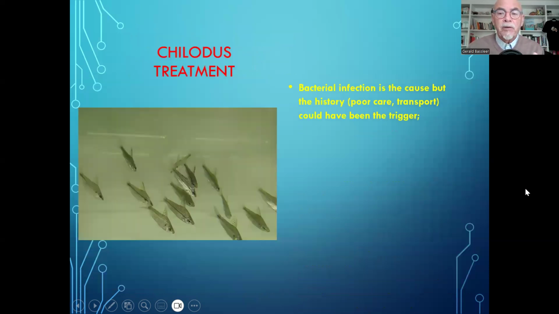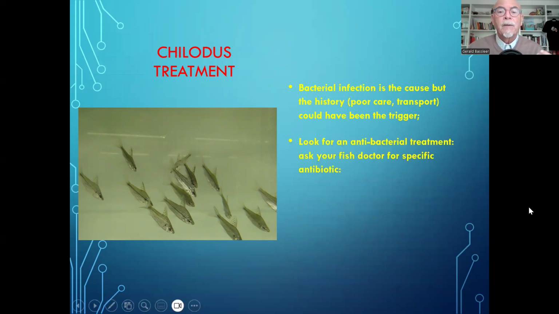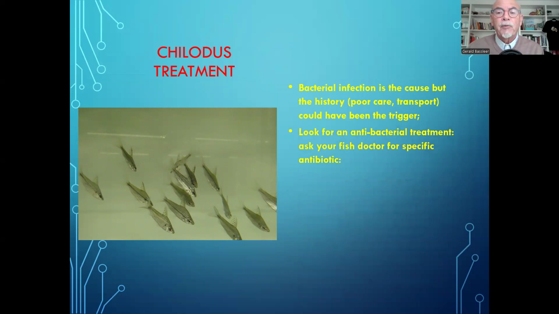So, this bacterial infection, in my opinion, which I made through this observation, is the major cause of the fish that is getting weakened and might die. But the history is interesting to check that out because the poor care, the transport could have been the trigger. So you have to look for an antibacterial treatment, ask your fish doctor for specific antibiotics, or go to your pet shop. Maybe they can advise you for some treatments.